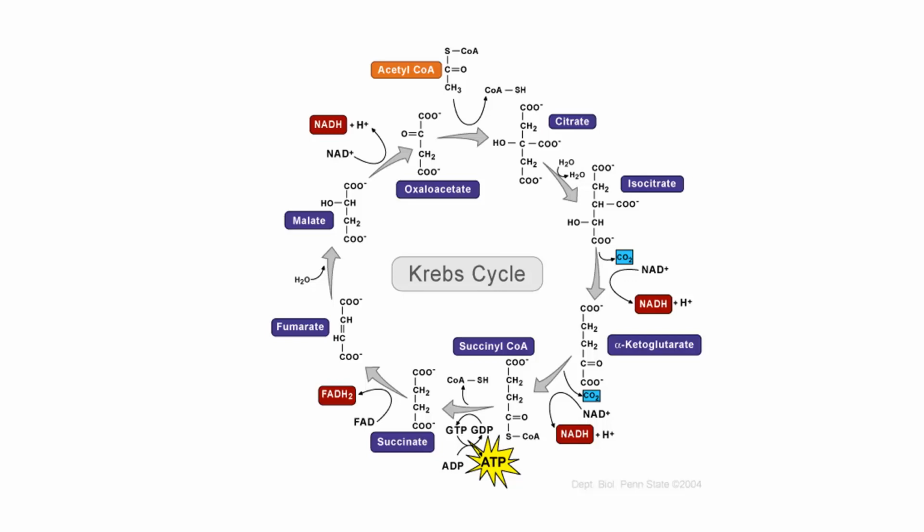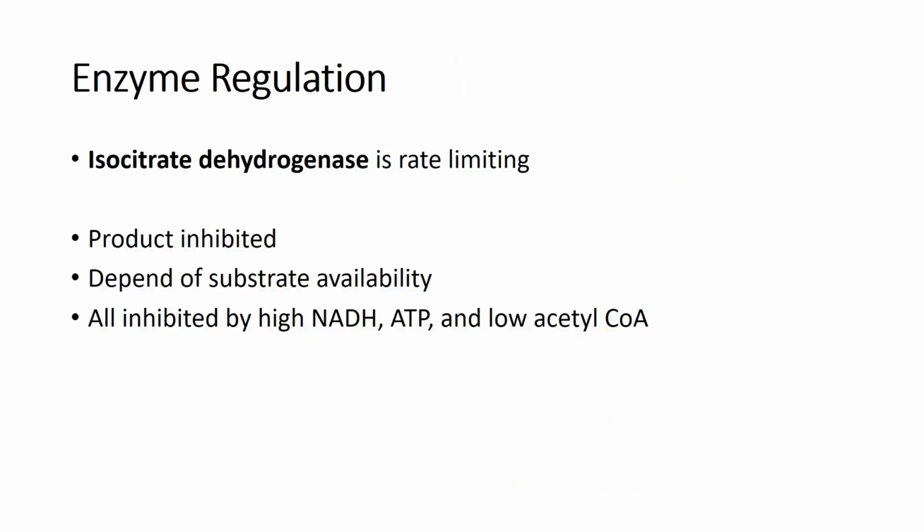Also, it makes sense that the enzymes would be inhibited by high ATP. If we already have a lot of energy available, we don't necessarily need to make more stuff that can make ATP. And finally, enzymes will be inhibited by low acetyl-CoA. And we can relate this directly to substrate availability. Acetyl-CoA is what's entering the Krebs cycle. If we don't have a lot of acetyl-CoA that's coming in, obviously the Krebs cycle can't occur as quickly.